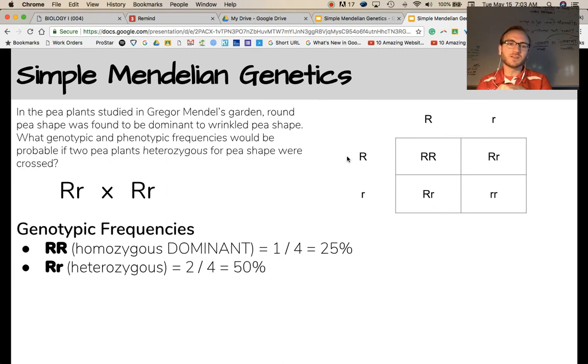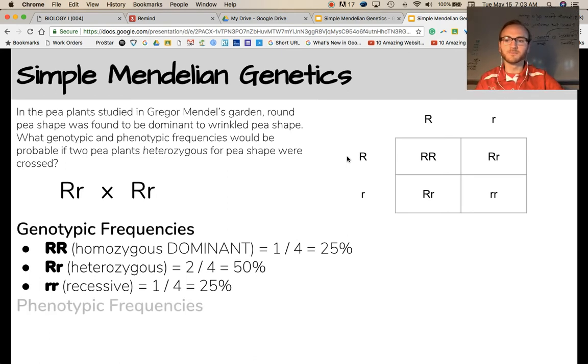There is a 50% chance, the upper right and lower left-hand corners of the Punnett square, 2 out of 4, that those offspring will end up heterozygous, meaning they're carrying the recessive allele but not expressing it. And then that remaining 25%, 1 out of 4 on the Punnett square here, we're going to take a chance at them being recessive in their genotype and also exhibiting the recessive phenotype to go with that genotype.